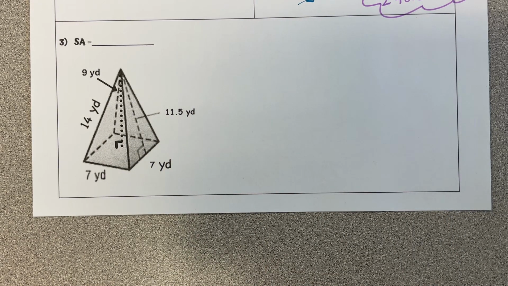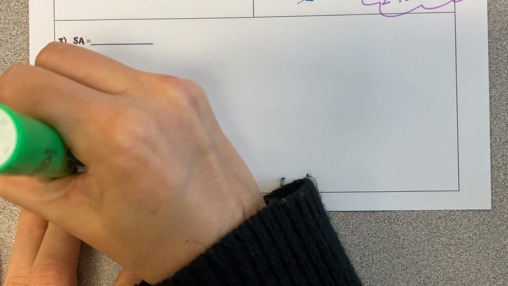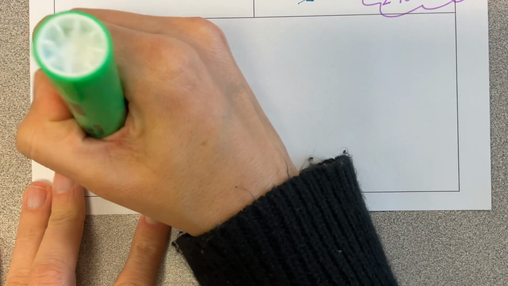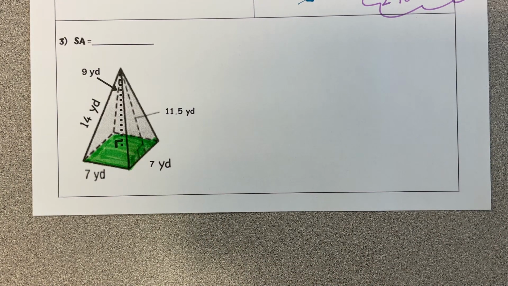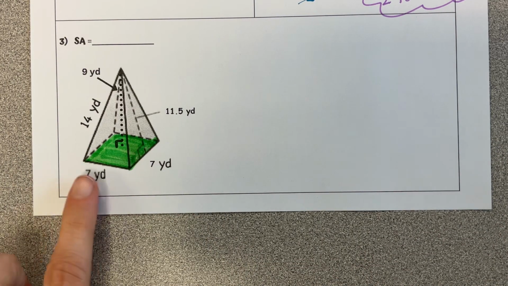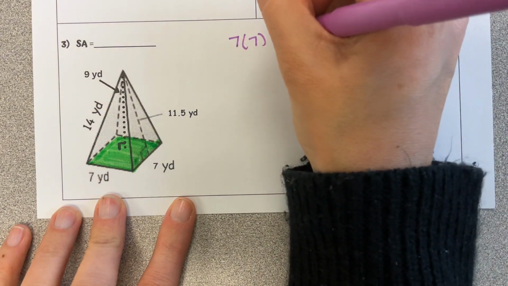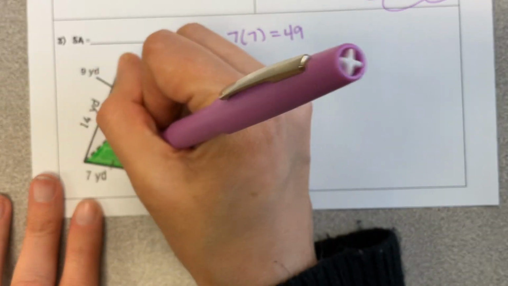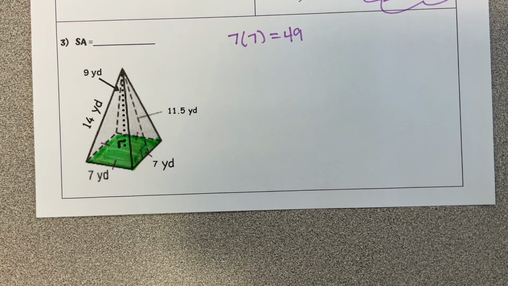All right, this one I'm going to do without a net. You are certainly welcome to use a net if you would like. All right, so I've got this base right here of 7 by 7. So our base area is 7 times 7, or 49. Since those are the same, that means it's a square. That means that all 4 sides are the same, so all 4 triangles are going to be the same.